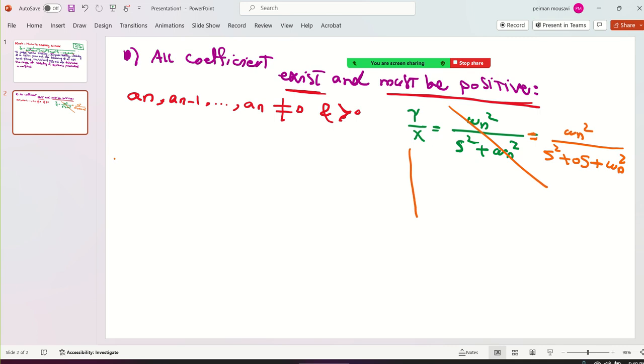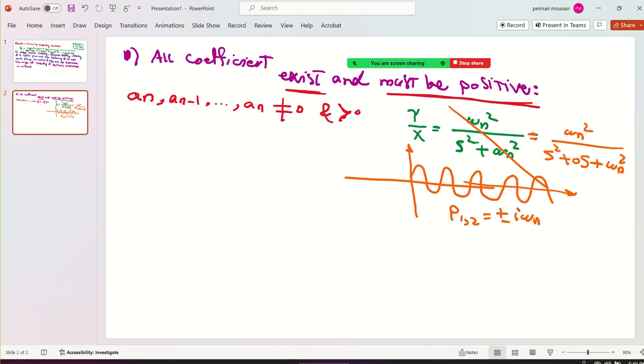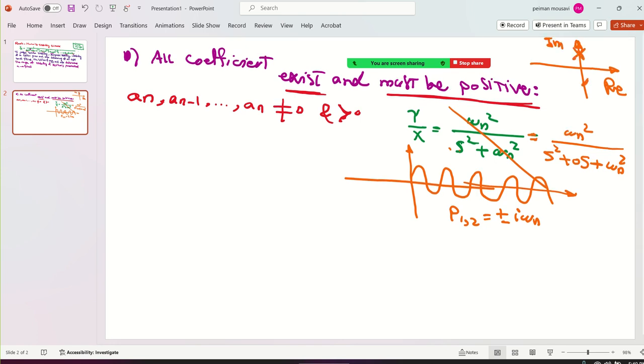And I showed you, the system here is marginally stable, oscillating forever. And as you know, you have a pair of pure imaginary poles, plus and minus j omega_n. See here, by solving this. If you plot in the complex plane, real, imaginary, we had these poles here on the imaginary axis. So only by looking at this you can judge it. It doesn't satisfy the first condition.